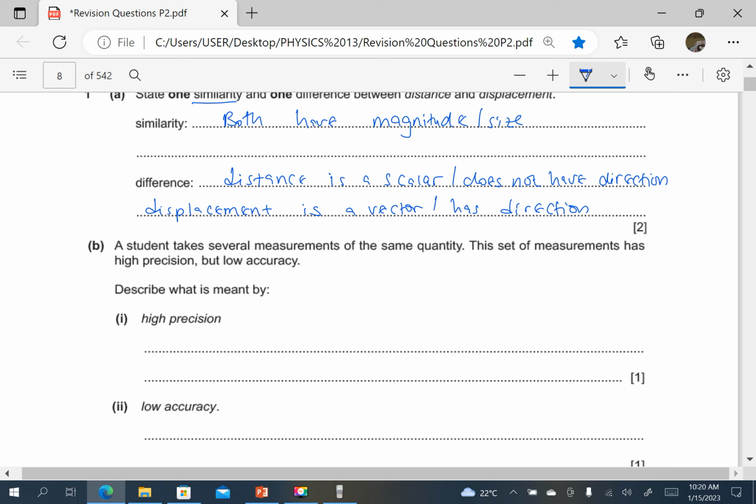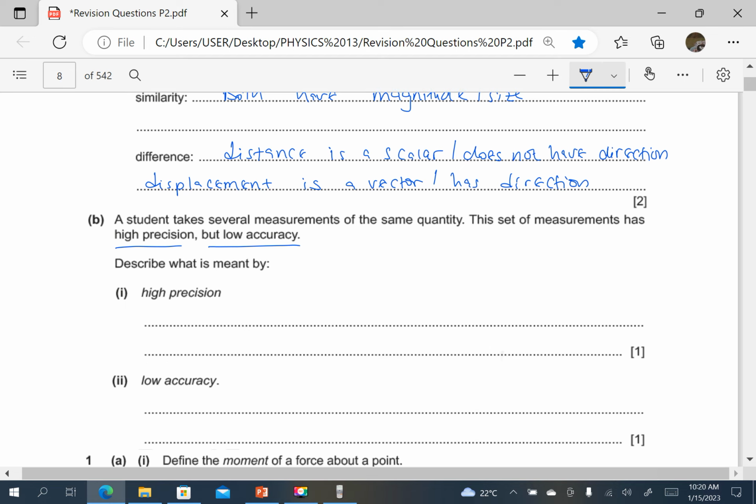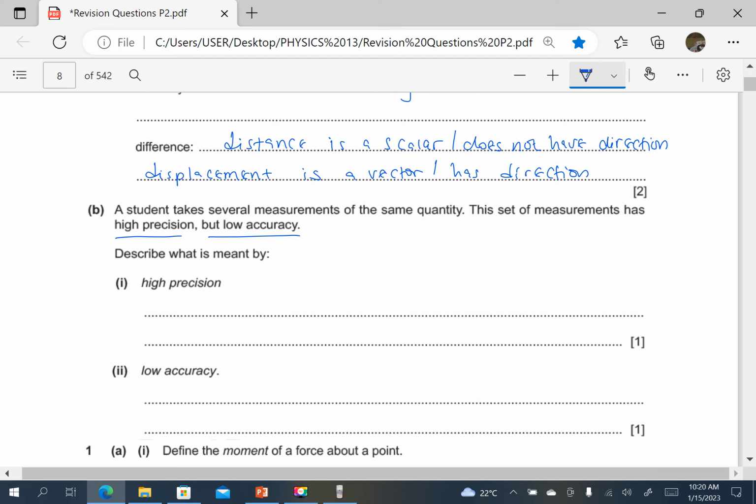A student takes several measurements of the same quantity. This set of measurements has high precision but low accuracy. Describe what is meant by high precision. What does high precision imply? Remember, precision is how close the measured values are to each other. That means the magnitude of the range between the values. So high precision means the range is very small, or the values are very close to each other. So high precision means the measurements have a small range.